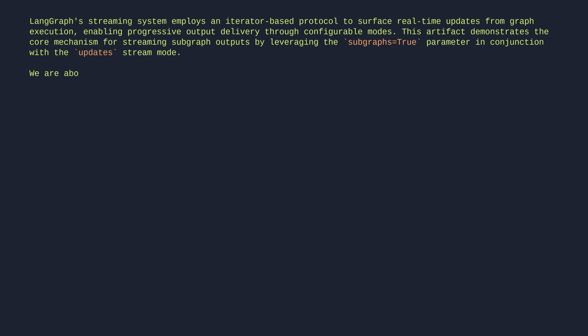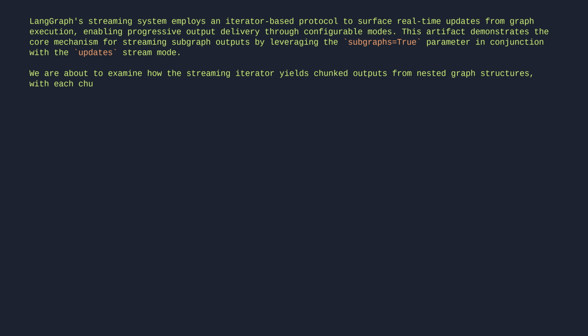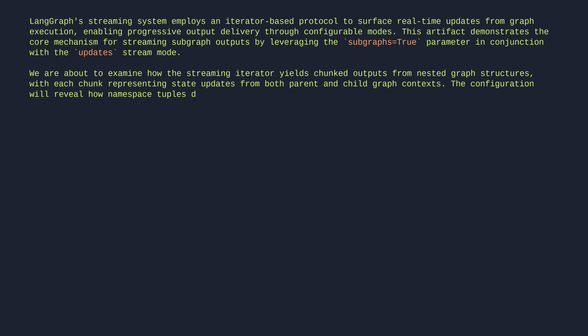We are about to examine how the streaming iterator yields chunked outputs from nested graph structures, with each chunk representing state updates from both parent and child graph contexts. The configuration will reveal how namespace tuples disambiguate subgraph provenance while maintaining the update-only streaming semantics.